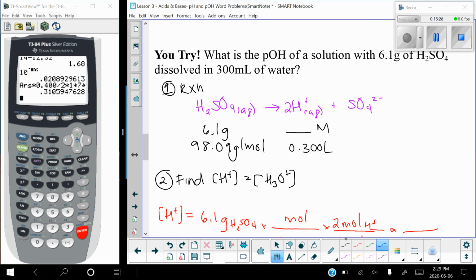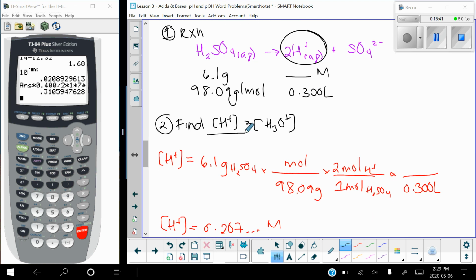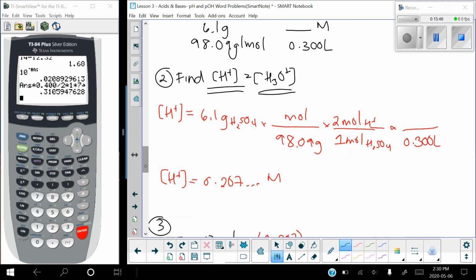Okay, let's walk through this. So first step, you write your balanced reaction, set up what's known, and then find the connecting piece to the flow chart, which is our H plus. Then you're going to find your H plus. Remember, if you find H plus, you're able to find hydronium. Here is my stoich statement.